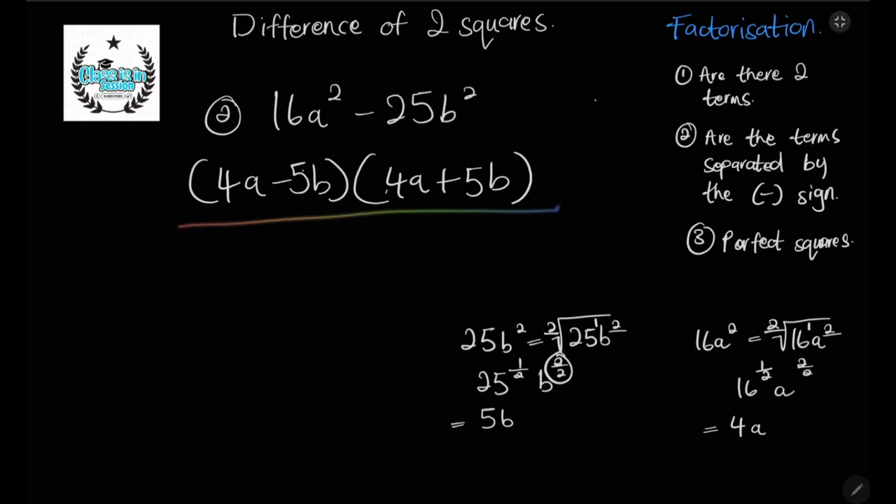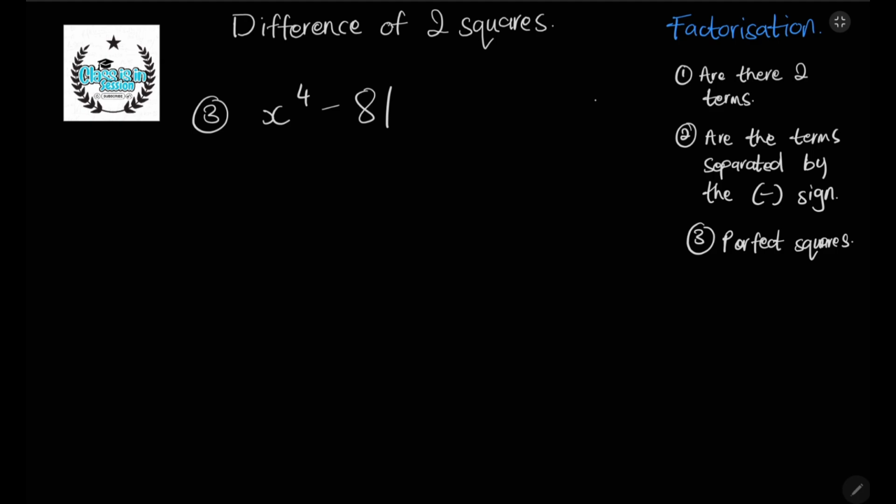Let's do the third example. Let's try x to the power 4 minus 81. Our conditions: are there two terms? Yes. Are the terms separated by the minus sign? Yes. Are they perfect squares? Yes. X to the power 4 is a perfect square and 81 is a perfect square. So let's try to factorize this. We have to find the square root of the first term, just to be certain whether it's a perfect square. So we'll have x to the power 4. We put it under a square root. We should get x to the power inner over outer, 4 over 2. X to the power 4 over 2 should give you x to the power 2.